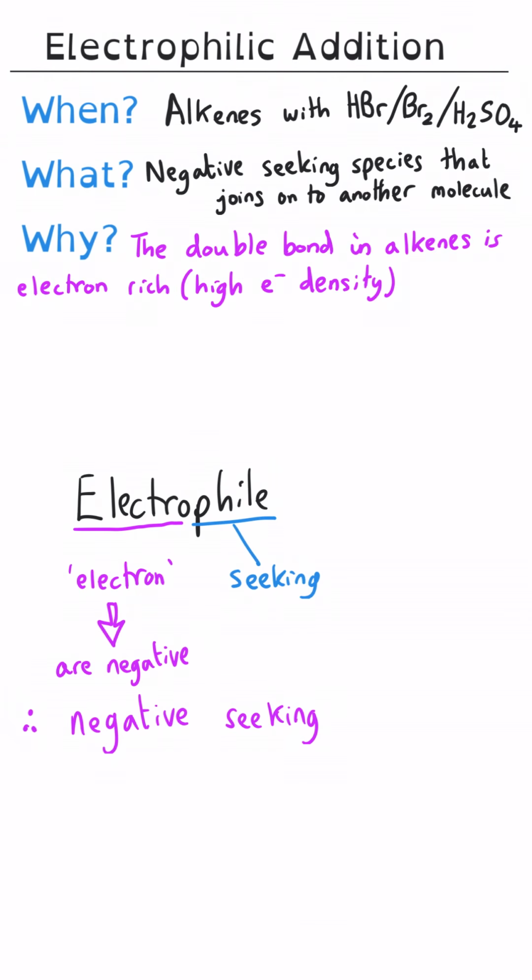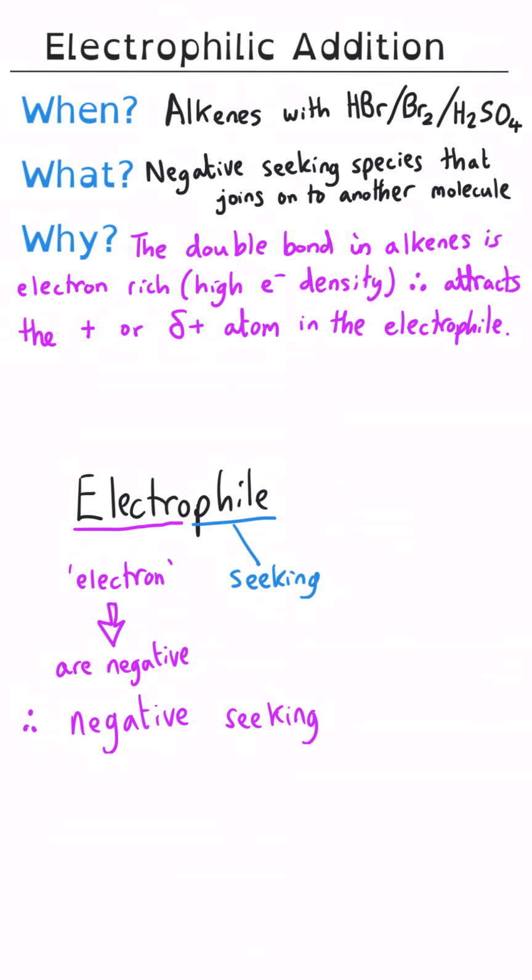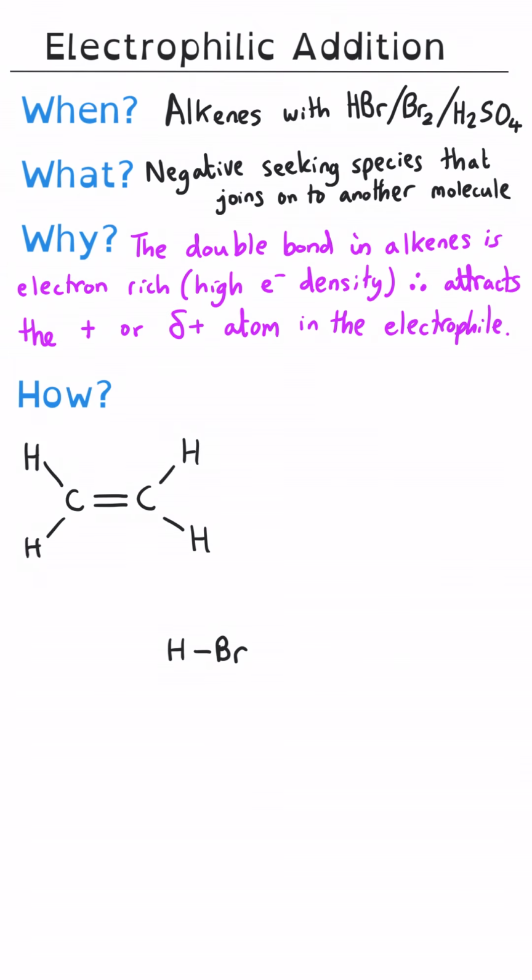And alkenes are particularly attractive to electrophiles because the double bond in the alkene has a high electron density. We might say it is electron-rich. And so therefore, one atom in the electrophile, which is electron deficient, is attracted to that electron-rich double bond and attacks it.